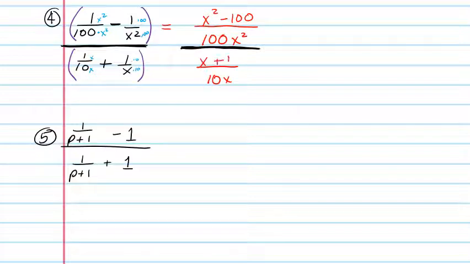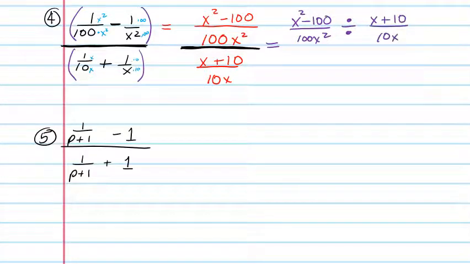X plus 10. All right, so now this is a division. So now we can change this to a division problem, so that we have x squared minus 100 over 100x squared divided by x plus 10 over 10x. That's our division problem now.